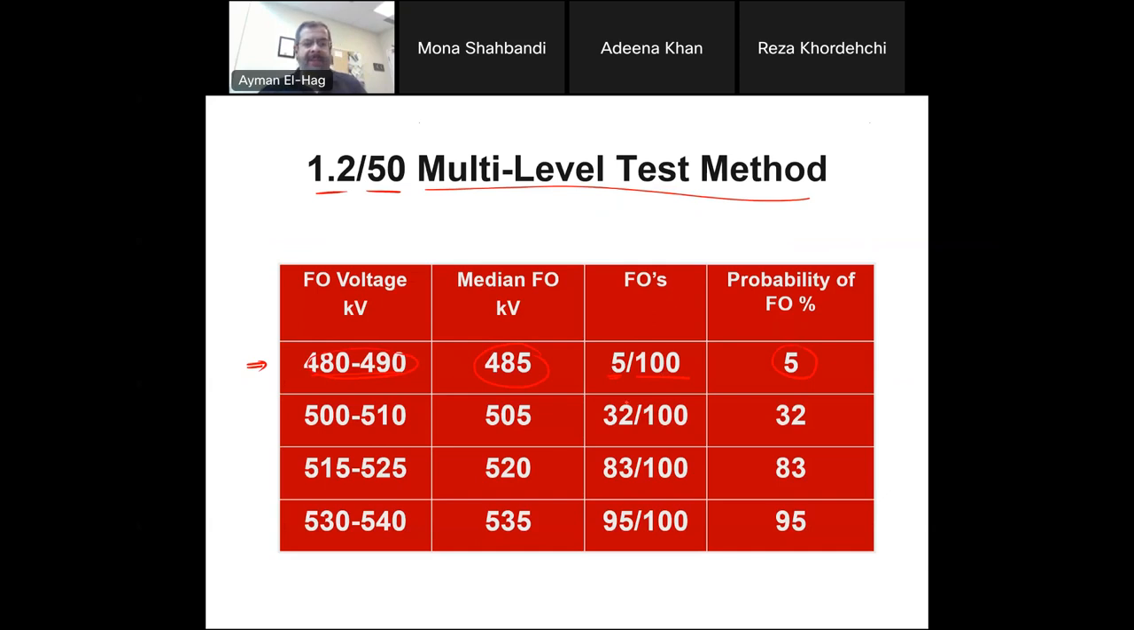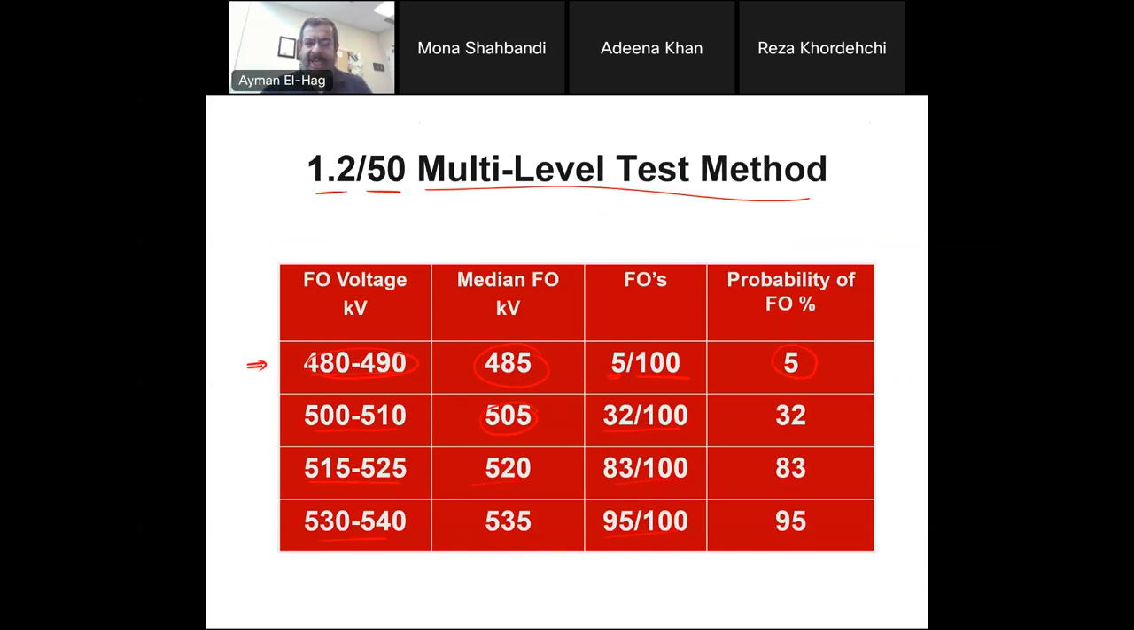Okay, and then we do it from 500 to 510. This is the median value. We have 32% flashover. Then from 515 to 525, you have 83%. And finally, we have 95%.